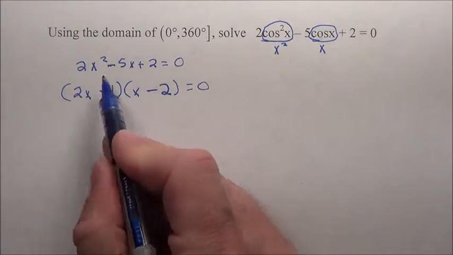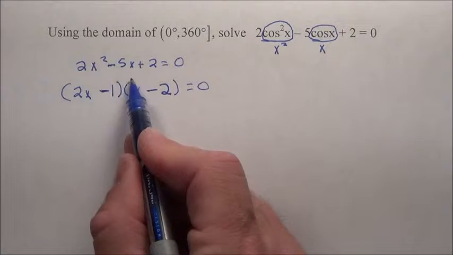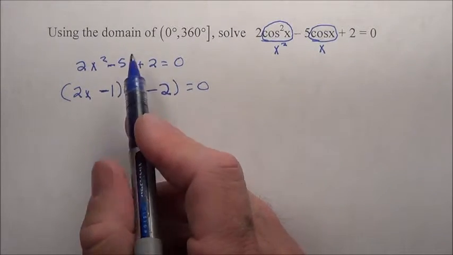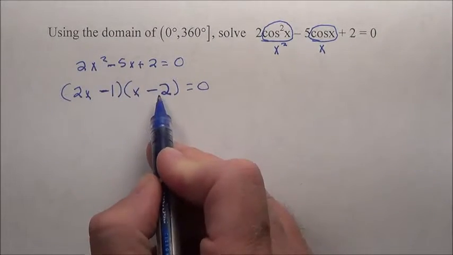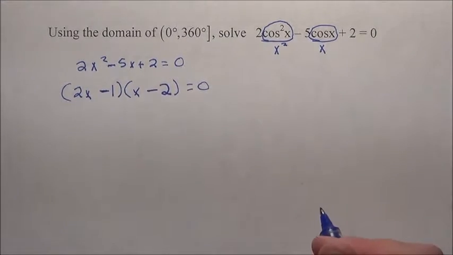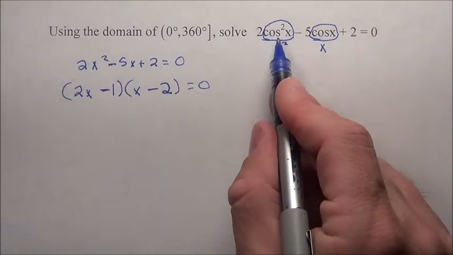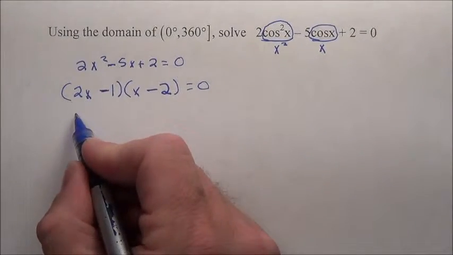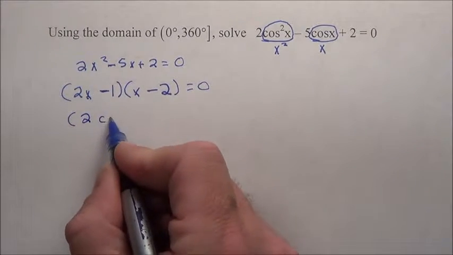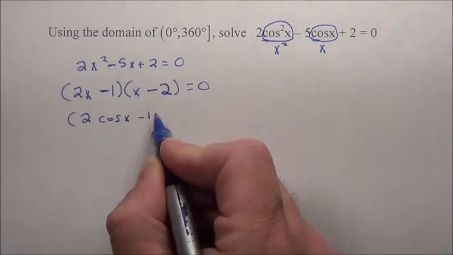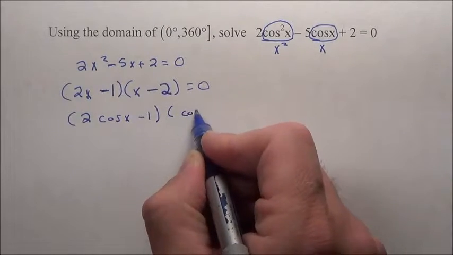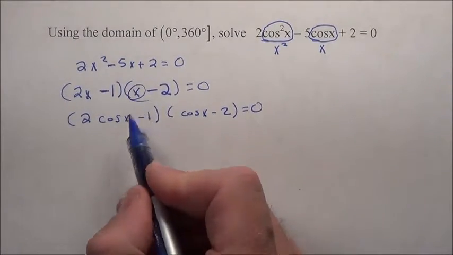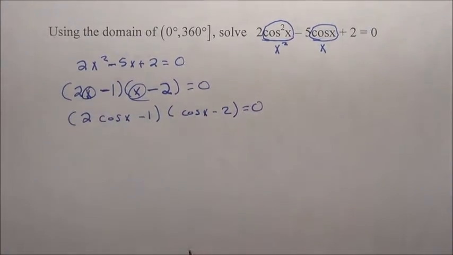Notice 2x times x is 2x squared. The inner part is negative 1x. The outer part is negative 4x. Negative 1x and negative 4x is negative 5x. Negative 1 times negative 2 is positive 2. That's what it is. Now we just need to go back here, and instead of calling this x, let's call it cosine of x. So this is really going to be 2 times the cosine of x minus 1 times cosine of x minus 2 is equal to 0. I just replaced that x with cosine of x and that x with cosine of x.